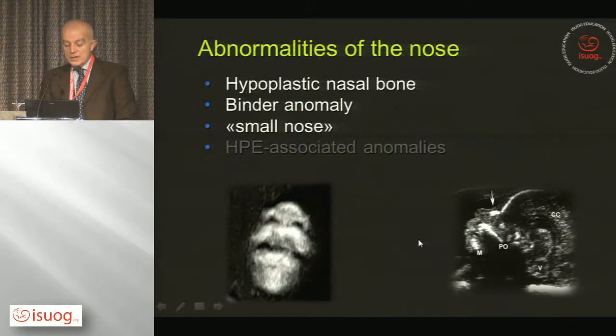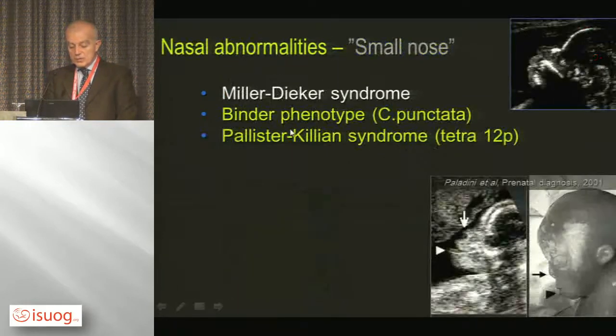What about the nose? The nose, actually, I will speak about three conditions: the hypoplastic nasal bone in the second trimester, very rare condition, Binder anomaly or Binder phenotype, and let's say a small nose, because we got rid of the HPE-associated midline abnormalities. What about the small nose? It can be, if you have found other abnormalities, of course.